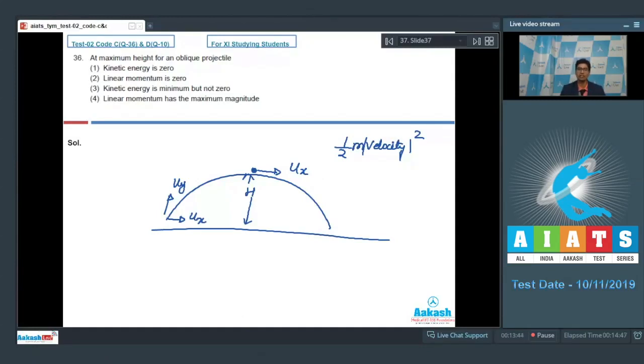We must note that the speed of the projectile is not 0 at the maximum height, which means that the kinetic energy would not be 0, but it would be minimum. Therefore, dear students, the correct answer or the most appropriate answer for this particular question is option number 3. Now, dear students, let us proceed to question number 37.